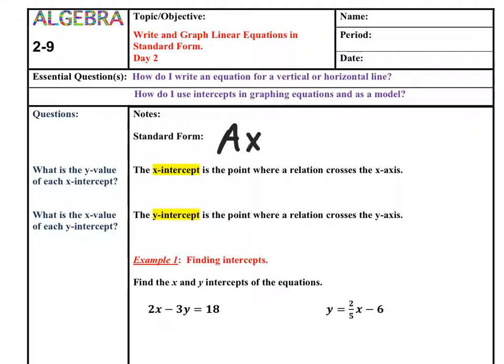Standard form is ax plus by equals c. No fractions or decimals.